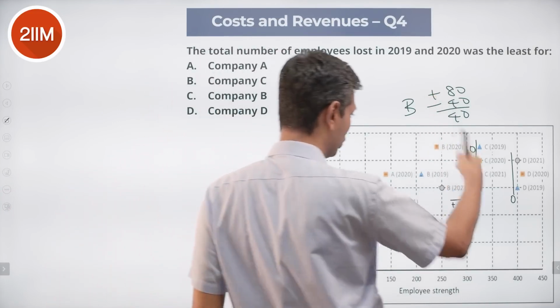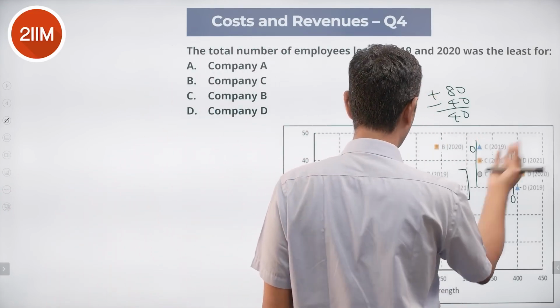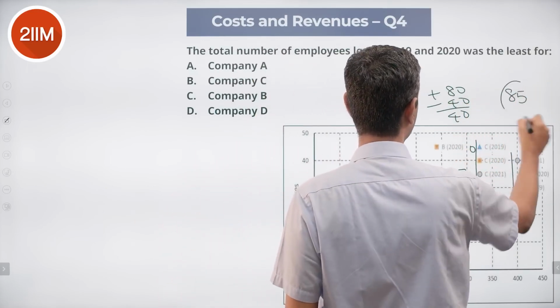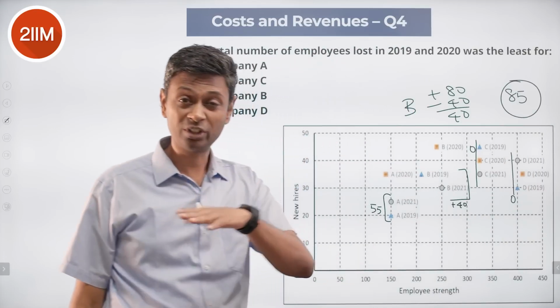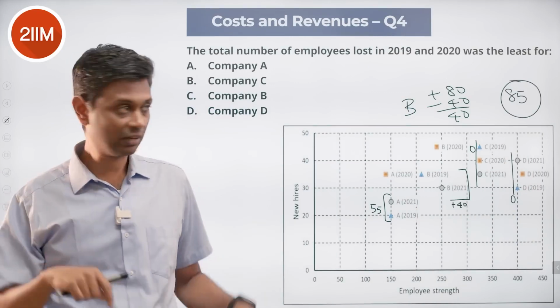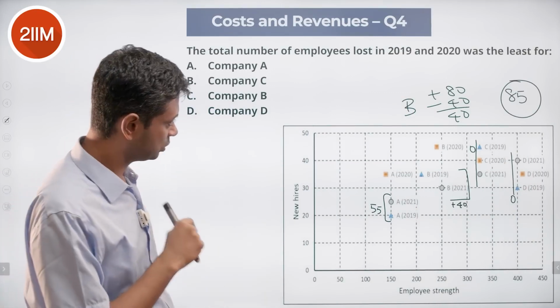C, my net change is 0. How many have been added in 19 and 20? Oh, this is high. 40 and 45. 85 people have been recruited, but my total head count doesn't change. So 85 people have left, not this 85. Some 85 have left. 85 people have left.